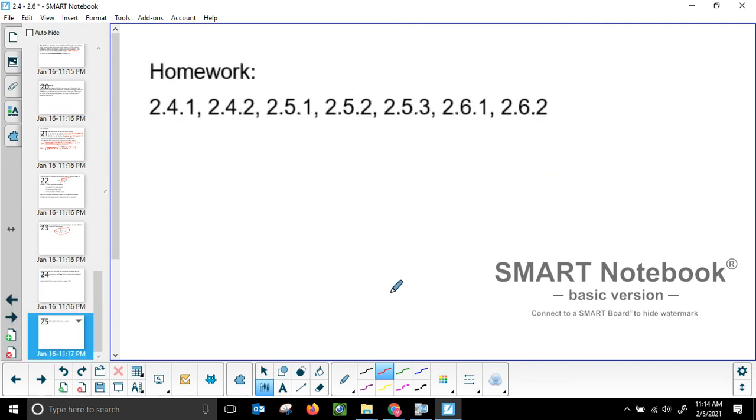And that is it. So do the homework from your textbook. Just do all of the exercises in each of these sections. There's usually not very many there, and they're usually pretty quick, so this won't be terribly long for you. And that is it for the day.